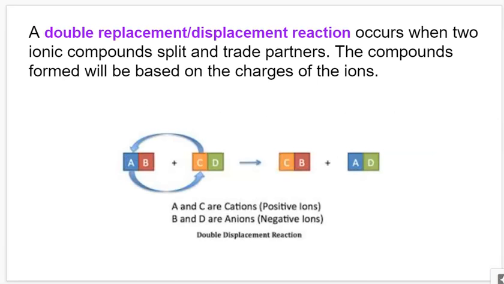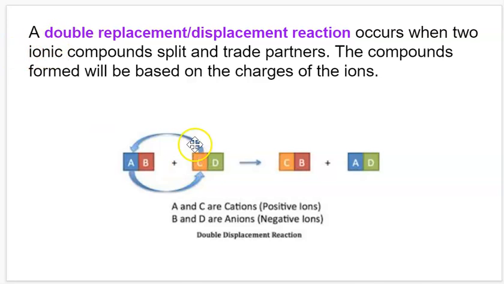Hello, chemistry students. In this video, I'm going to be showing you how to balance a double replacement reaction. So a double replacement reaction, sometimes called a double displacement reaction, occurs when two ionic compounds split and trade partners. The compounds that are formed will be based on the charges of the ions.